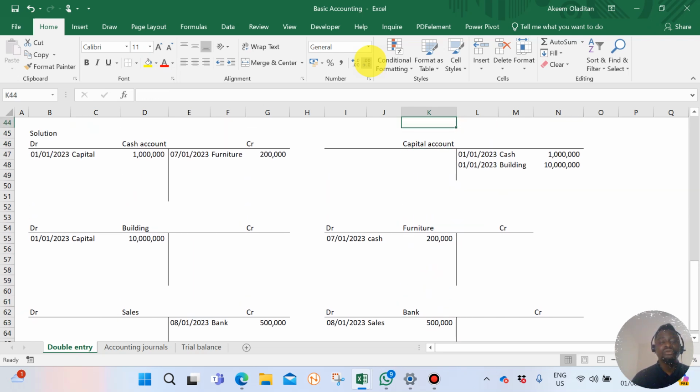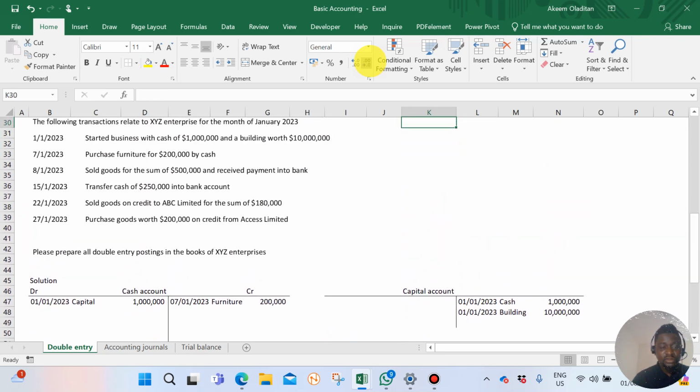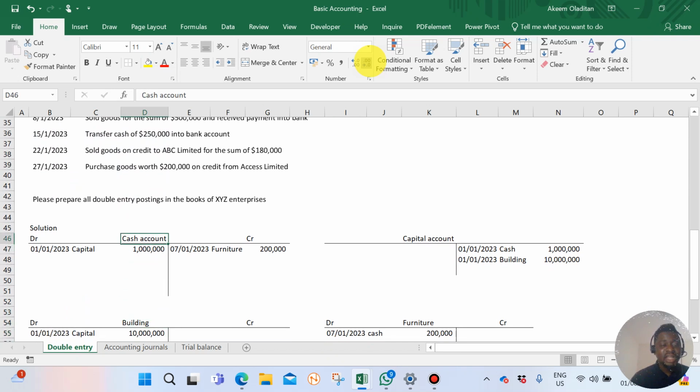The next question is to transfer cash. On the 15th of January 2023, we transfer cash of 250,000 into bank. So out of this cash that we have, though we have bought furniture, we also transferred something out. So you debit value in and credit value out. Don't forget, now is the value out of cash. Where did we send it to? We send it to bank. How much is it? 250,000.